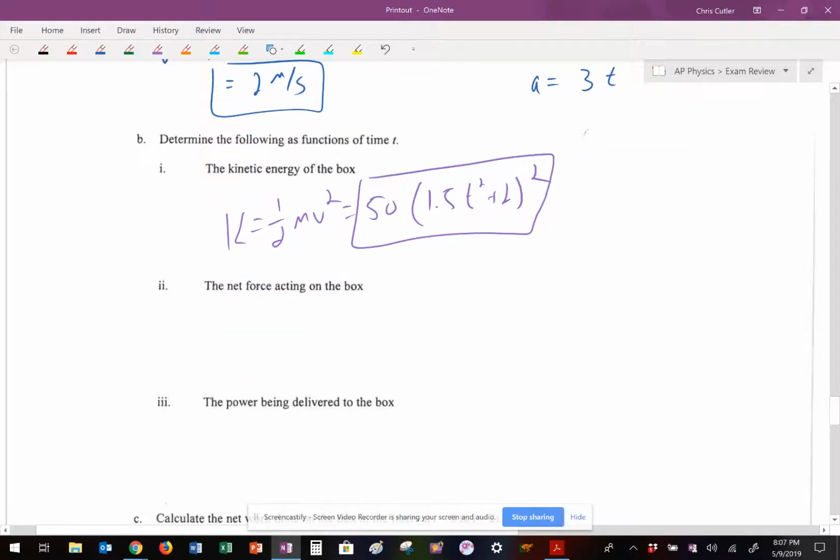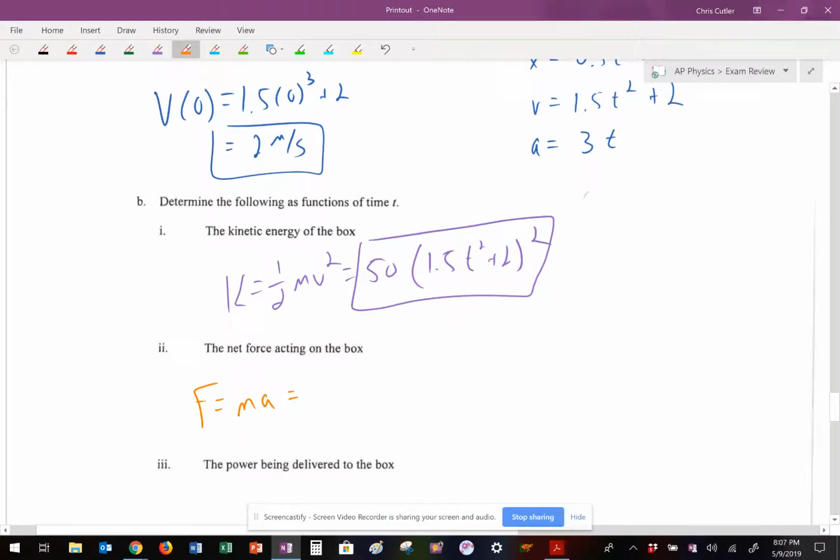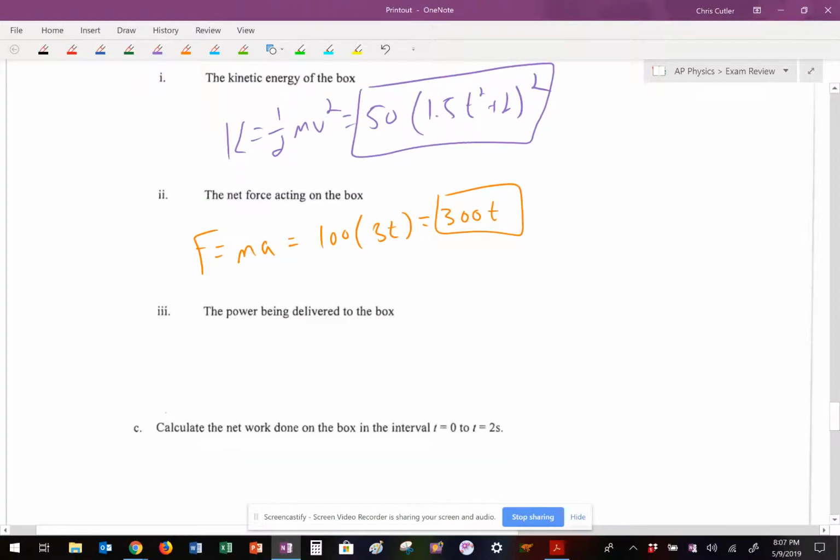Okay, the net force acting on the box. Well, we know force equals ma. Remember when I told you to go ahead and derive for a? We've got it. Our mass is 100 kilograms. Our acceleration is 3t. That's very simple. 300t is our force. Questions, comments, concerns? You can't ask them because I'm not there. Okay. Number 3, I. Power being delivered to the box.